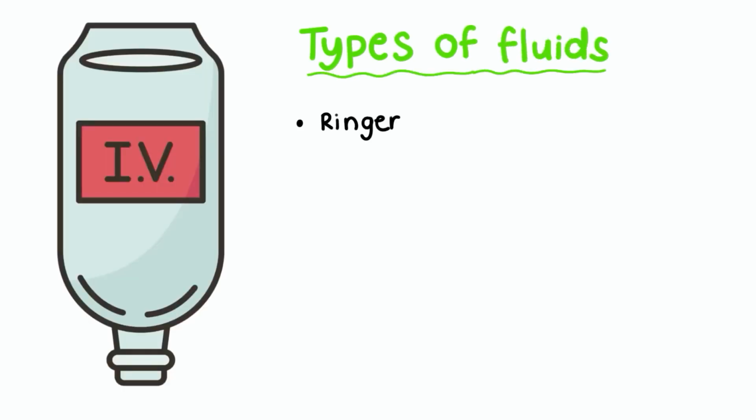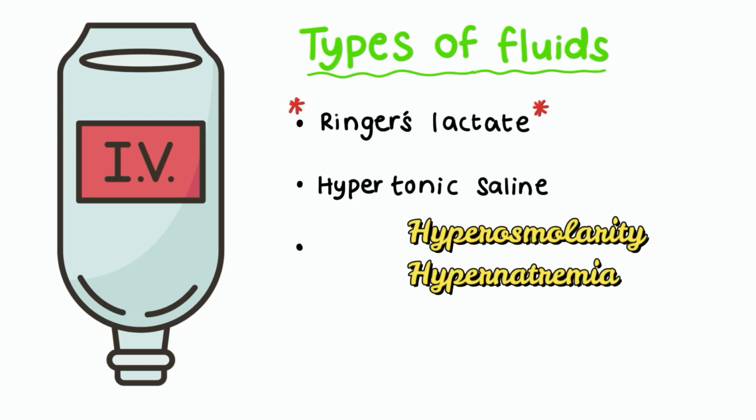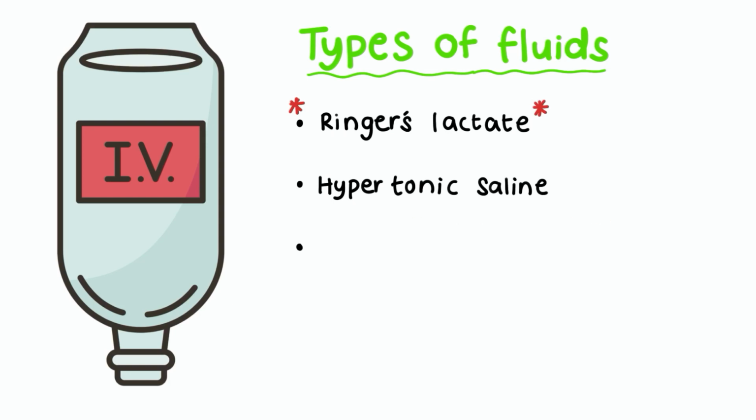The types of fluids that you can use. Ringer's lactate is the most commonly used crystalloid. Hypertonic saline is also effective in treating burns because it produces hyperosmolarity and hypernatremia. This reduces the shift of intracellular water to the extracellular space.